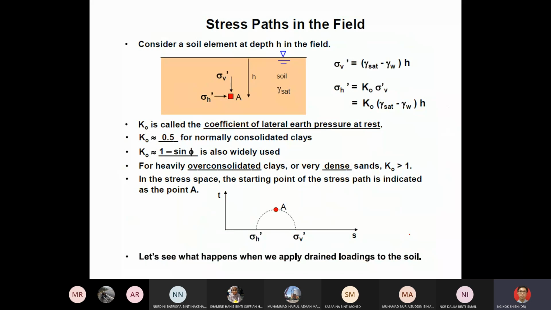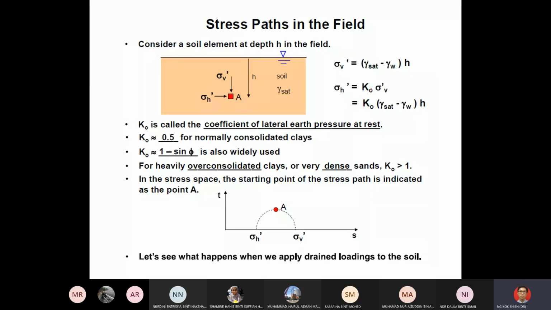Now we look at the stress path in the field. Consider a soil element at depth H in the field. We know that at this depth, the vertical stress is equal to gamma saturated minus gamma W, right? So that you have the effective stress. But the horizontal stress, you can find when you have a K0 value.